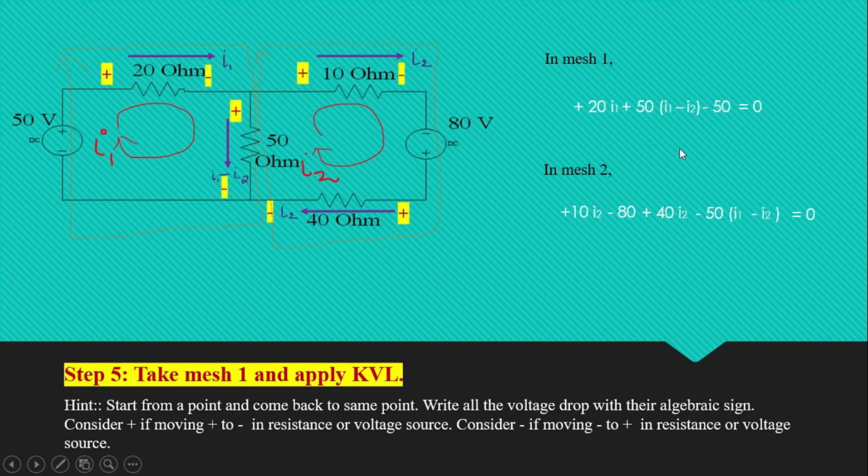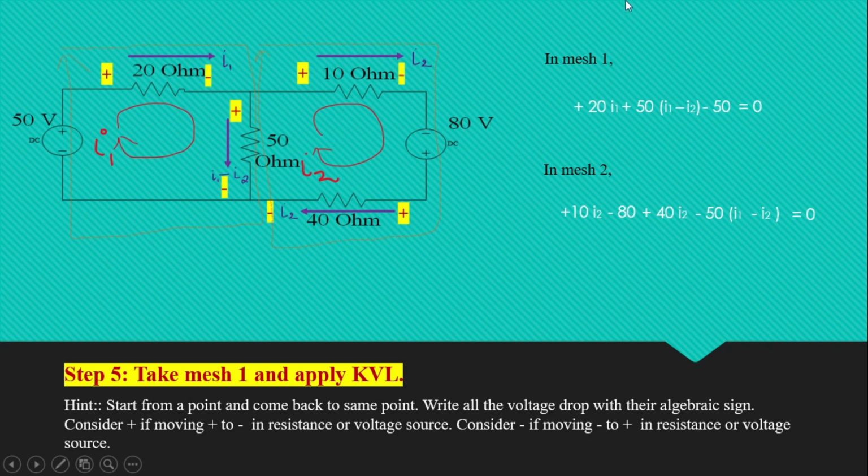So let's see again how this equation is written. First element, second element, third element. The first element value is 20 I1, plus the second element value is this, and the third element value is this. So these all three we will add and the final value will be 0. That would be our first KVL equation.